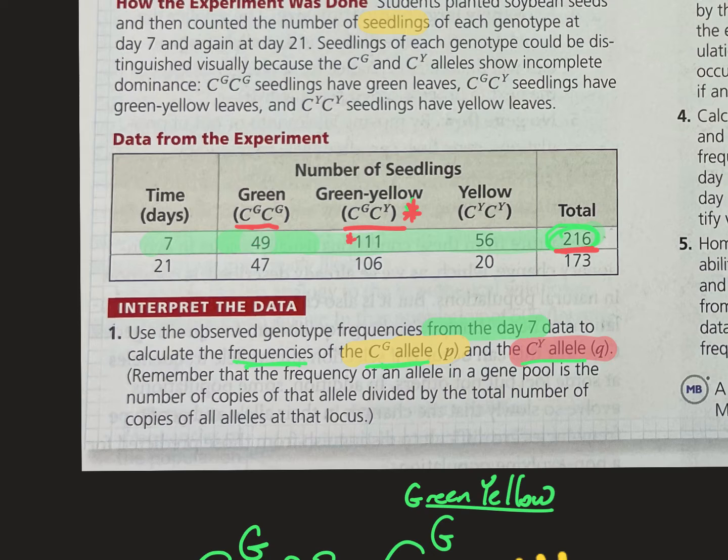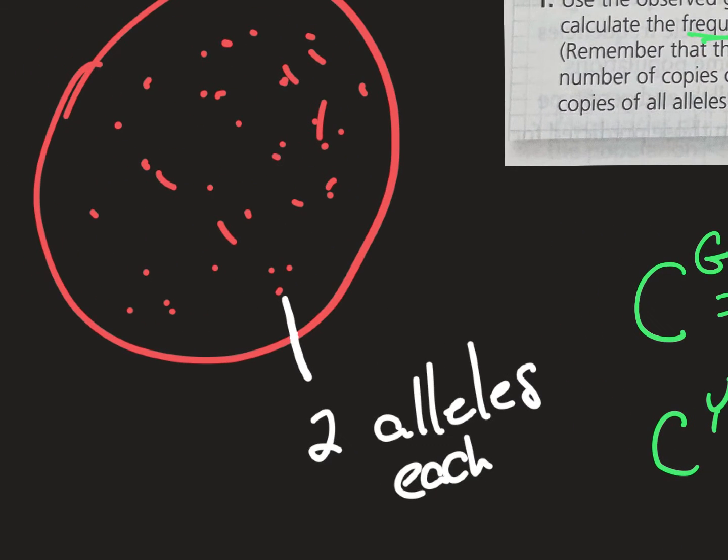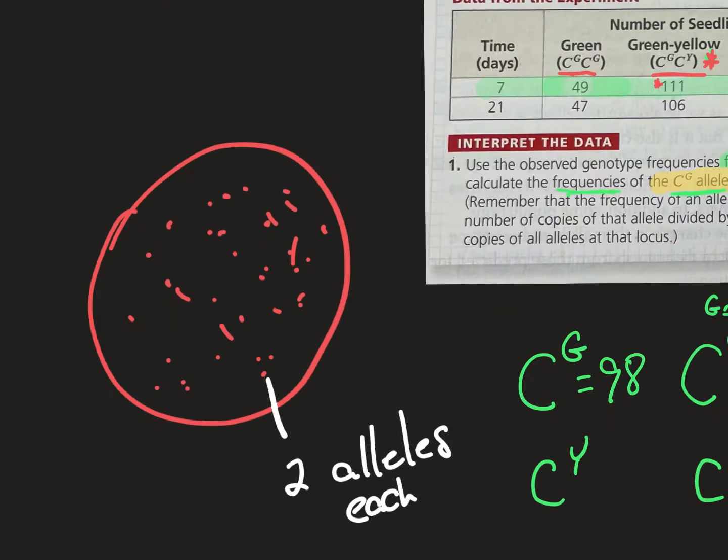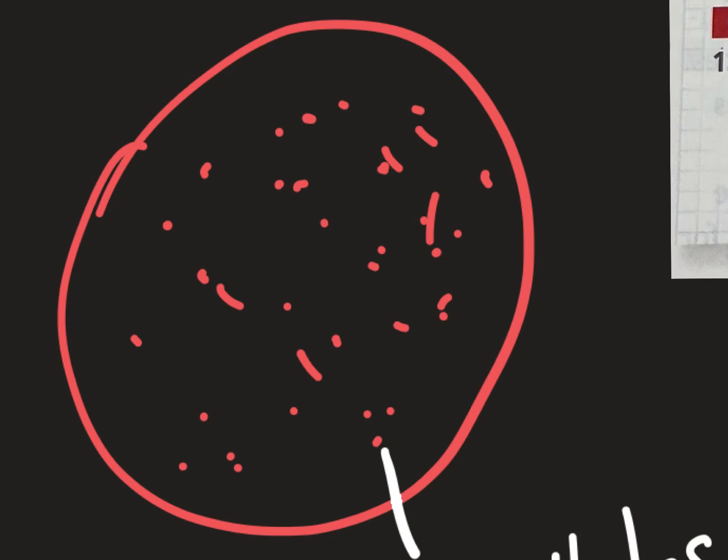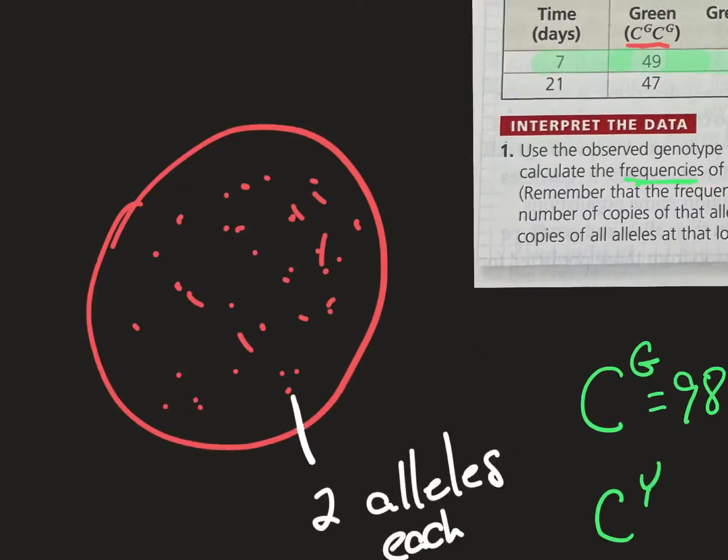Each plant has 2 genes, one from its mother, one from its father, correct? Just like us. So if we ask how many alleles there are in the gene pool, remember what a gene pool is. A gene pool is all the genes in a population. So if these are all the plants, there's 216 of them. How many genes do you have in those 216? Double it, right? Does that make sense so far? All right. Is this helping? Okay.